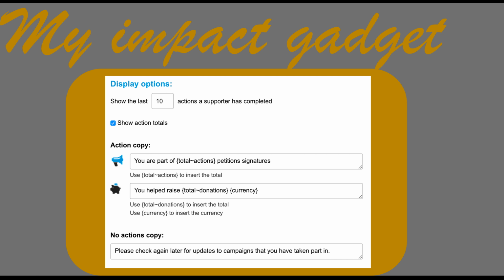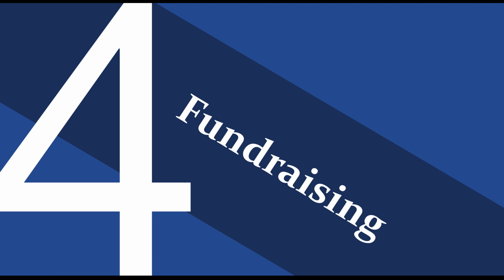You can have some action copy there that tells them the total number of actions that they've completed and how much total money they've helped you raise. And then there's some copy here if they've never taken an action, just kind of telling them, there's nothing here because you haven't taken a previous action. Please visit our website to take action on something. So that's the My Impact Gadget, and that's how you can acknowledge people's contributions.